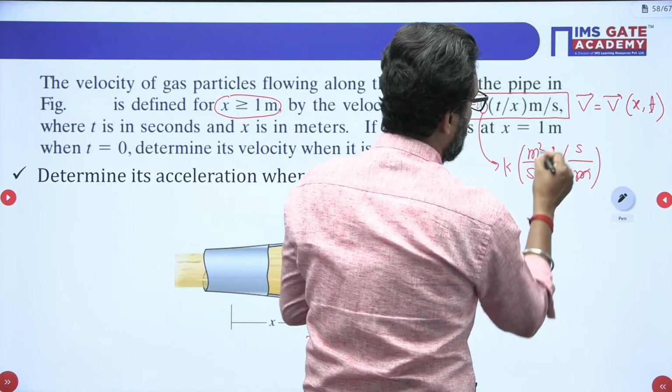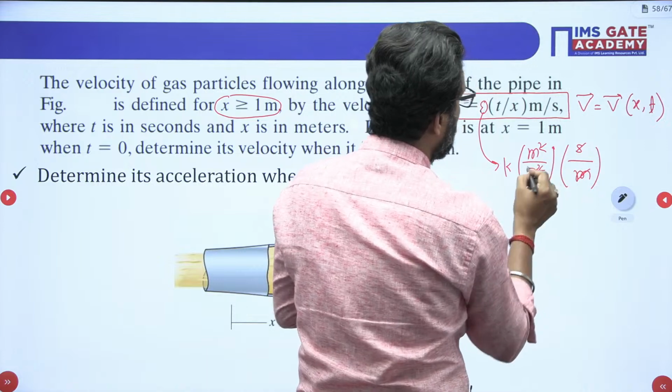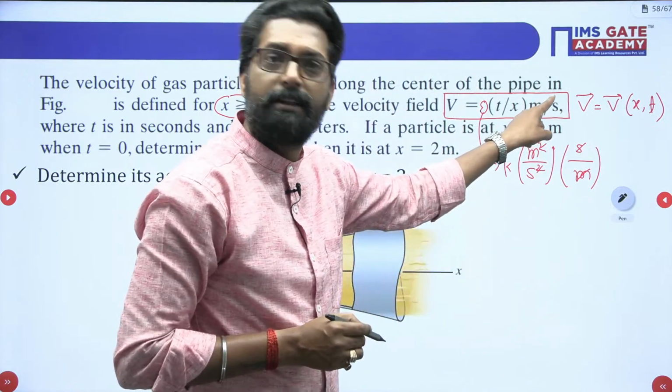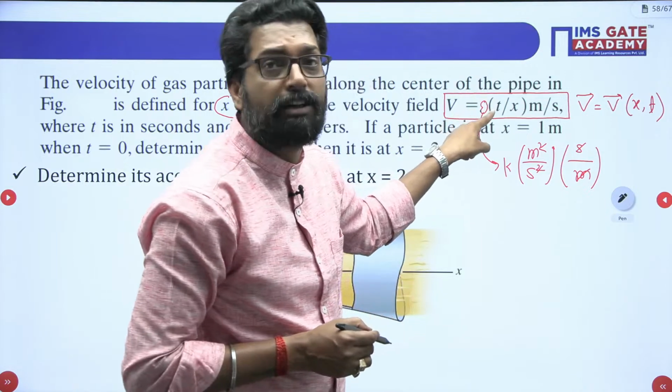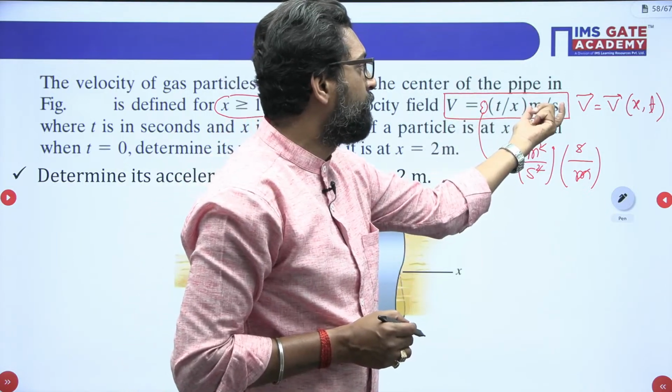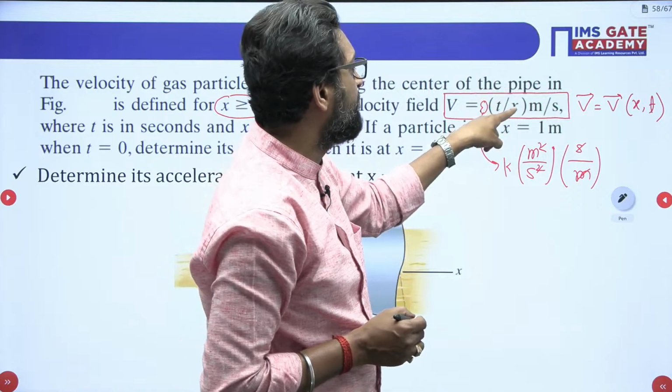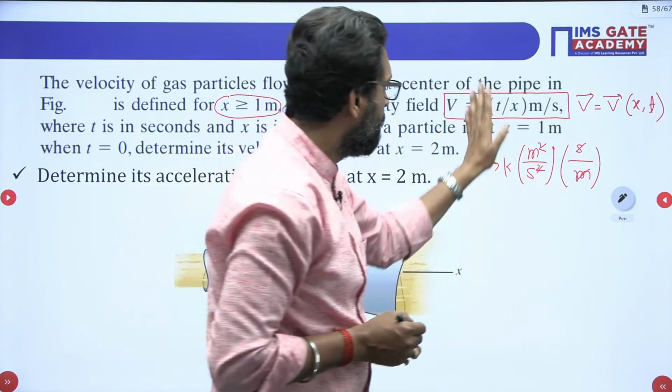So this meter cancels, this second cancels, so this is meter per second, this is meter per second. Is it clear? This is meter per second. So here there is a constant, but the constant is not given, so students get confused here and they are changing that. No sir, it is x by t. No, it is not like that. Okay, so there must be a constant.